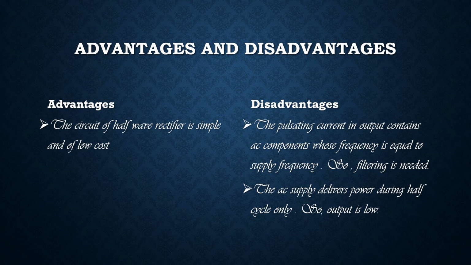So now, advantages and disadvantages of half wave rectifier. Advantages: the circuit of half wave rectifier is simple and of low cost. Disadvantages: number 1, the pulsating current in output contains AC components whose frequency is equal to supply frequency, so filtering is needed. Number 2, the AC supply delivers power during half cycle only, so output is low.